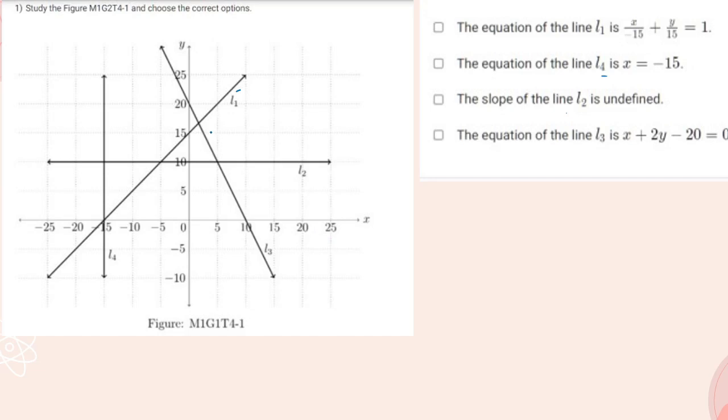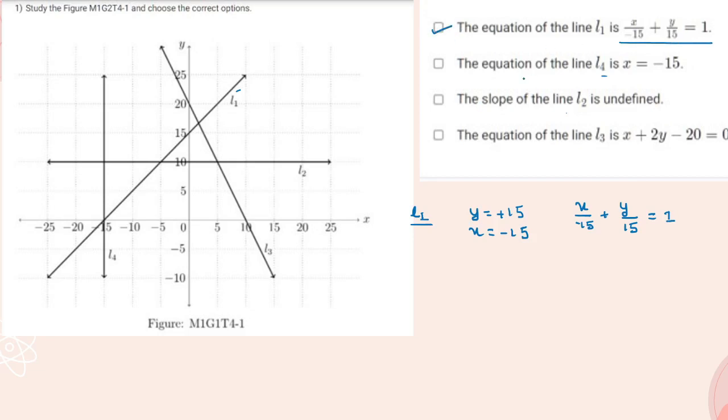For the line L1, its y-intercept is plus 15 and x-intercept is minus 15. So the equation for this line L1 will become x divided by minus 15 plus y divided by 15 is equal to 1. So this particular option will be correct.